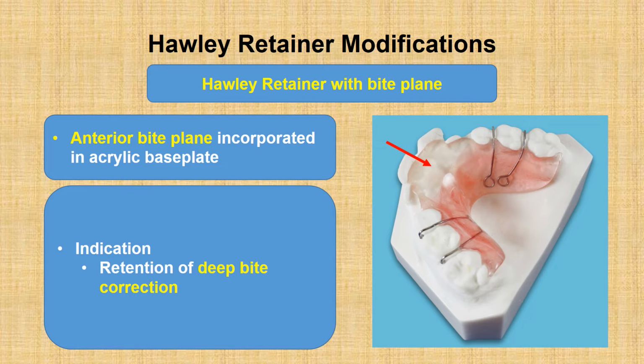Now, the Hawley retainer can be modified by the incorporation of a bite plane. For example, an anterior bite plane can be incorporated on the acrylic base plate, and this will help to retain the deep bite correction.